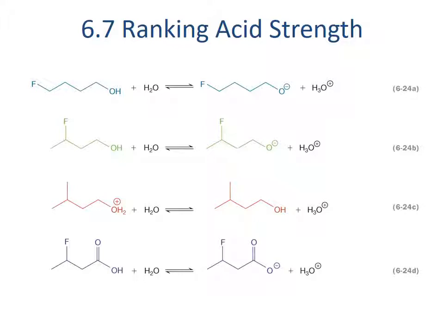Finally, we look at the inductive effect. The closer the fluorine is to oxygen, the more it can draw electrons away and stabilize it. So the next most stable conjugate base is the second from the top, and the least stable is the top, meaning the second reaction from the top is going to be the third most acidic, and the top reaction is going to be the least acidic.